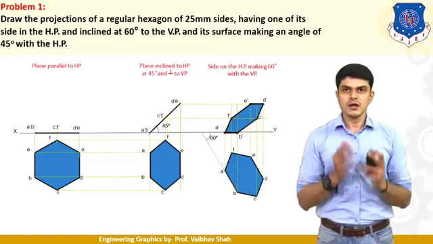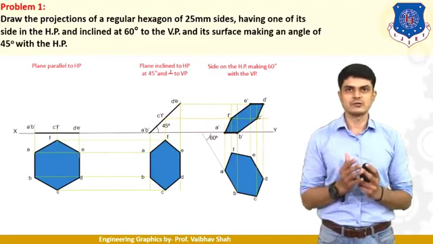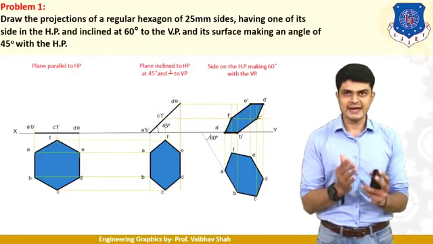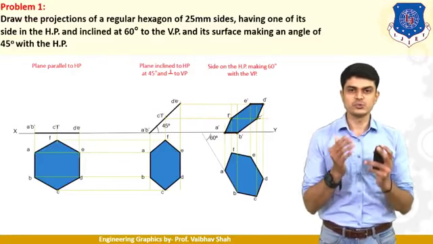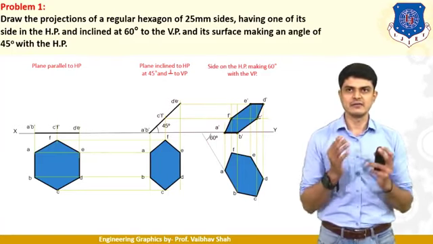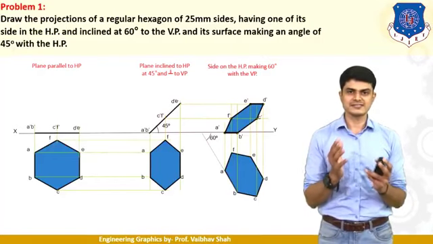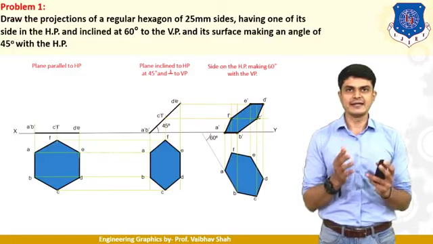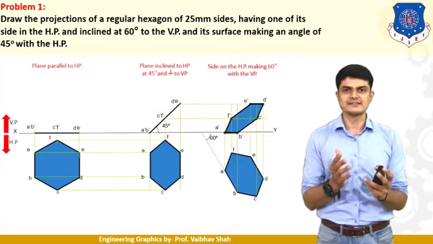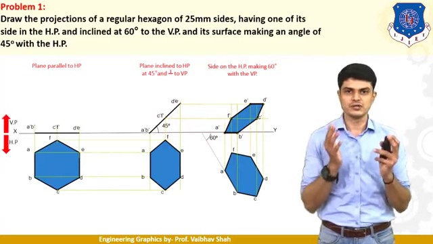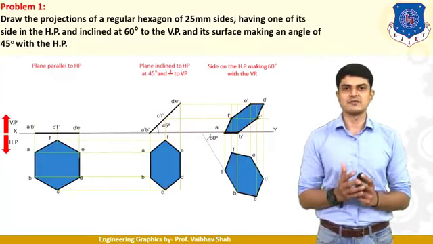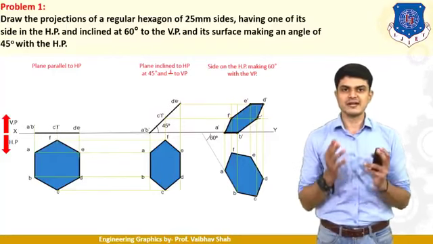Problem number 1: draw the projections of a regular hexagon of 25 mm size having one of its sides in HP and inclined at 60 degrees to the VP, and its surface making an angle of 45 degrees with HP. So here hexagon is our object, the sides of the hexagon are 25 mm each, and it is resting on one of the sides in HP. So we should draw the hexagon in HP having one of the sides in HP. That means below the XY line we should draw the hexagon in the first stage, and then after one angle with respect to HP is given and another angle with respect to VP is given. Very simple. So let us start drawing the hexagon.